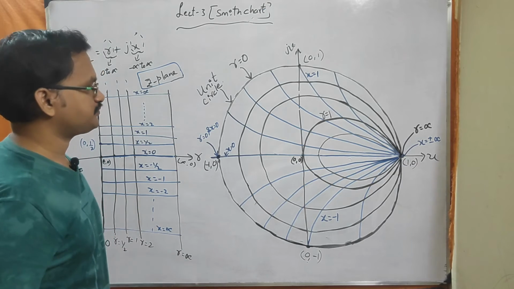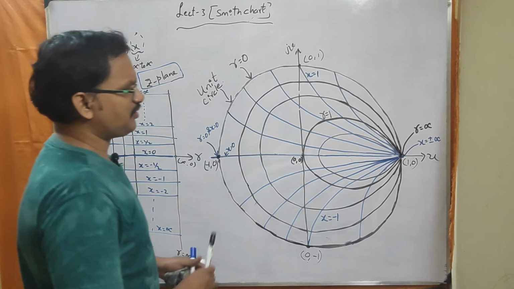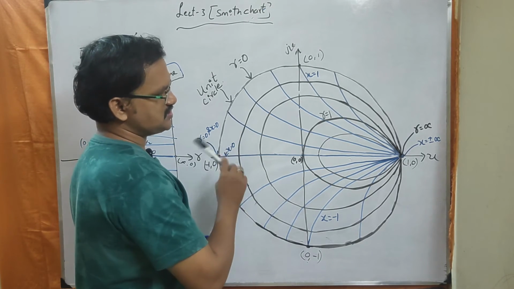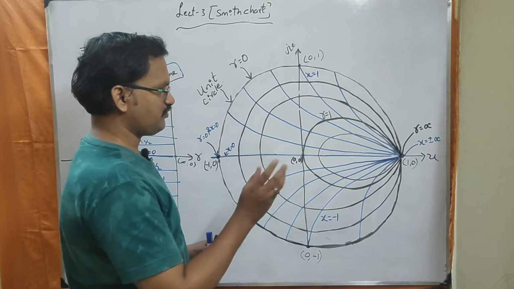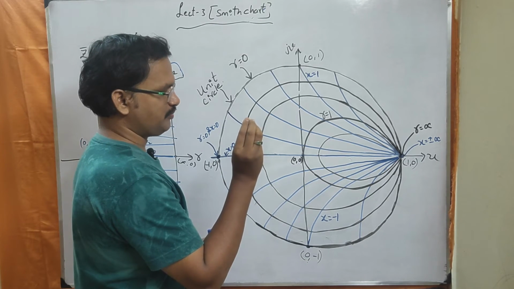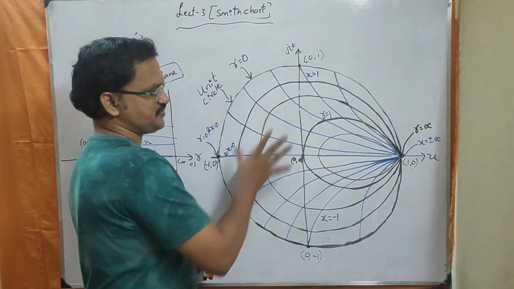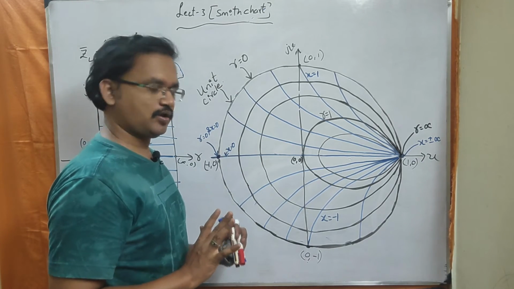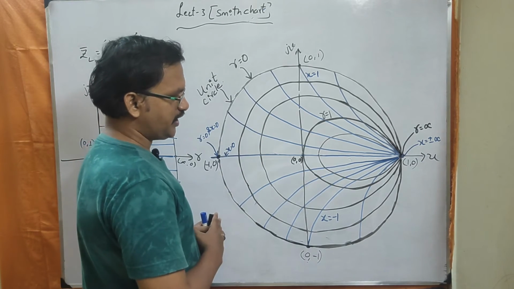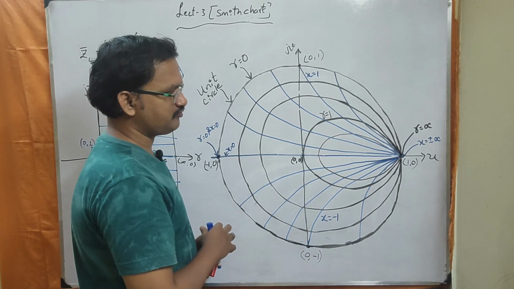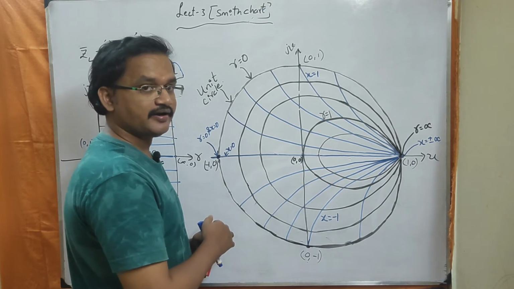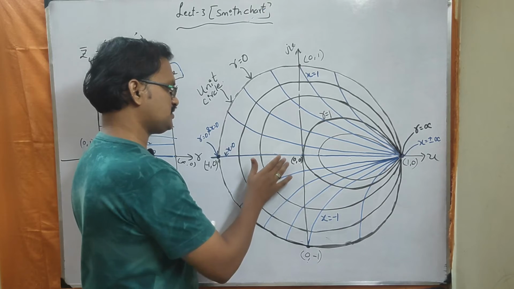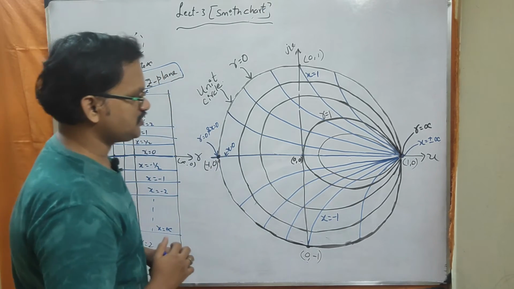Understood? Okay. See, I have represented only a few resistance circles and reactance circles here. Understood? So I have just given some brief idea of how this Smith chart will look. That's it. Okay. I know that my diagrams will be very bad, but please adjust because I am not good at drawing diagrams. So please adjust with these diagrams. Understood? Okay.